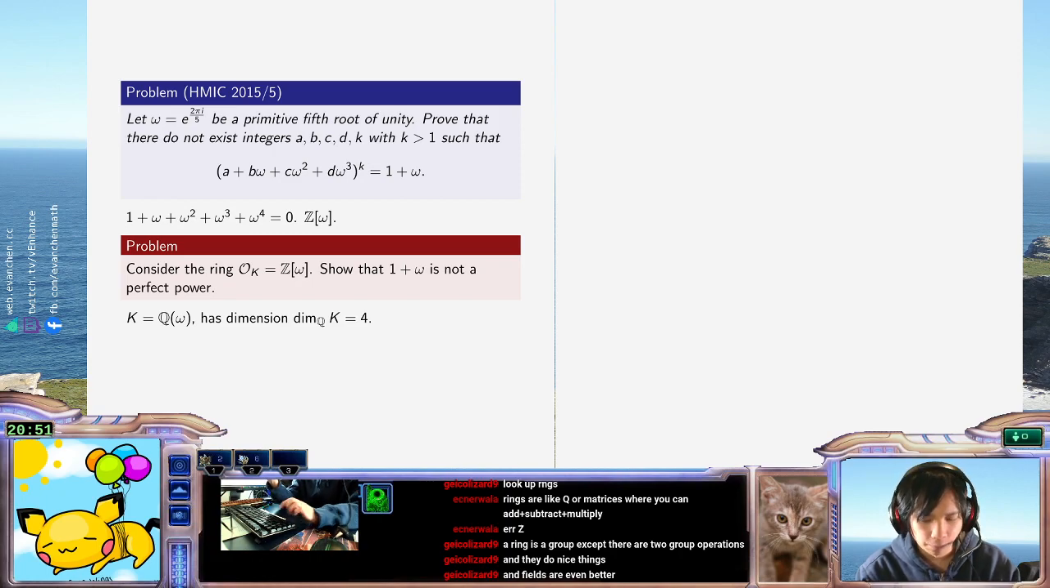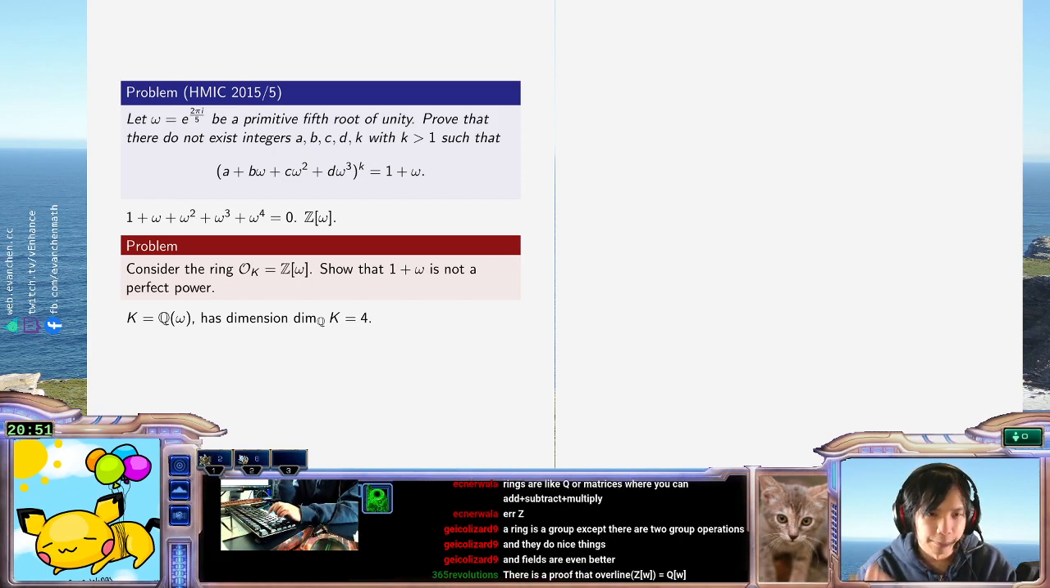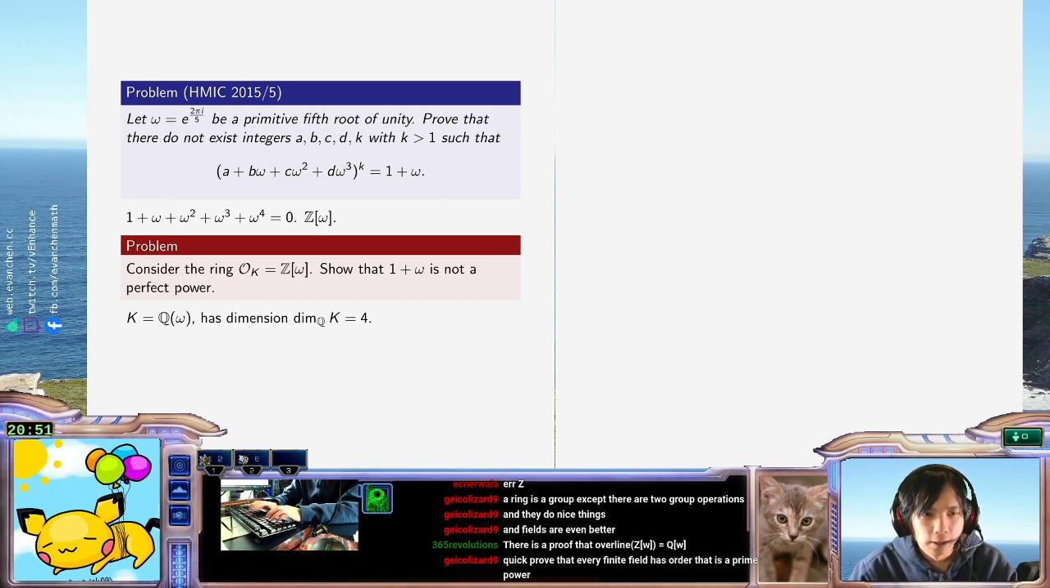Now, why do I bring this up? For higher dimensional things like this, there is a notion of a norm. There is going to be a map.